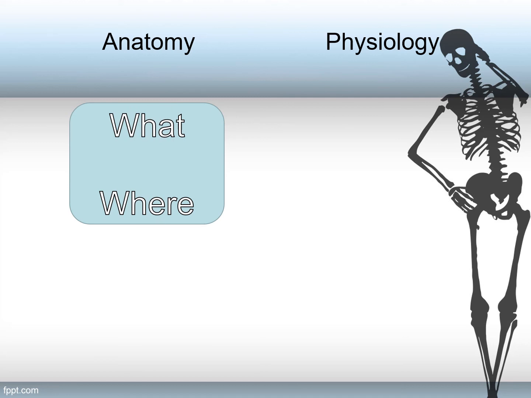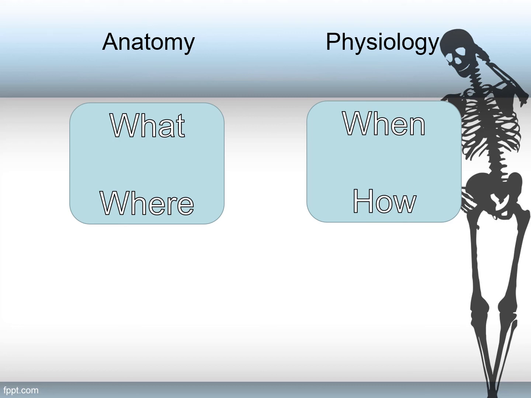All right, so are you getting comfortable with the terms anatomy and physiology yet? Well, we can put it this way. Anatomy answers the questions what and where, while physiology would answer the questions when and how. So anatomy would answer what are the names of the organs, where are those organs found, while physiology would answer when would that organ start to function and how does it function.